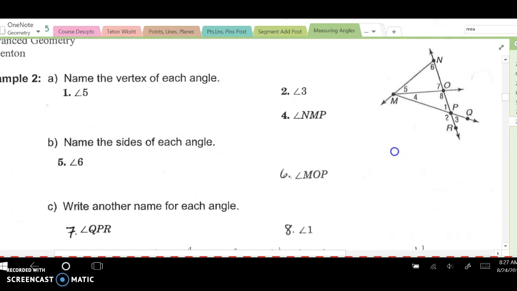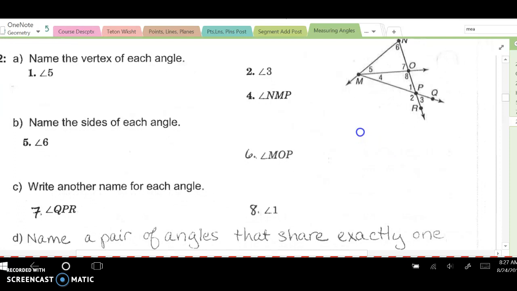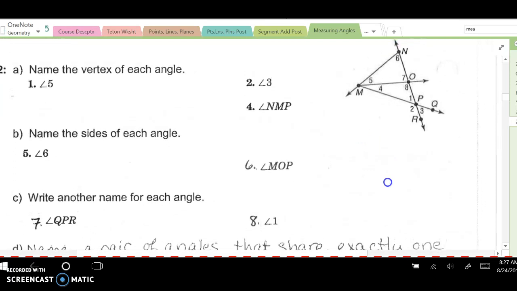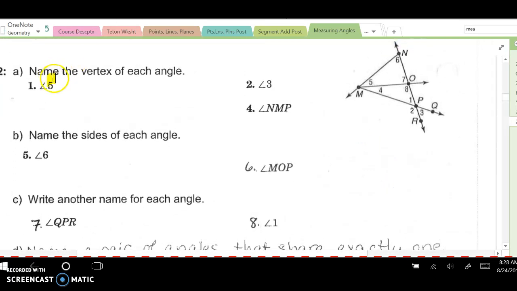Let's practice naming some angles in example 2. Name the vertex of each angle. So angle 5, we've got to go locate angle 5, it's right here. It looks like those rays make up angle 5, so it looks like point M. Angle 3 is down here. The two sides, the two rays that make up that angle, are right there. It looks like it would be point P.